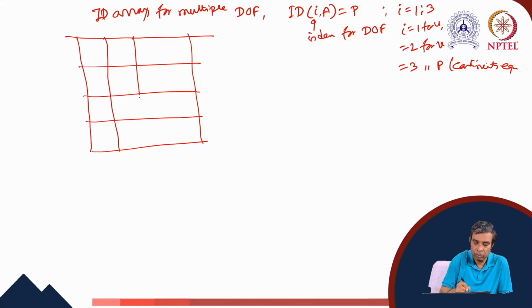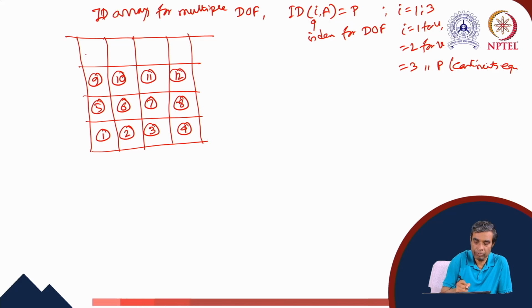So elements 1, 2, 3, 4, 5, 6, 7, 8, 9, 10, 11, 12, 13, 14, 15, 16. Then this is the first local node. At the first local node, we are given U and V velocities, but pressure is unknown.